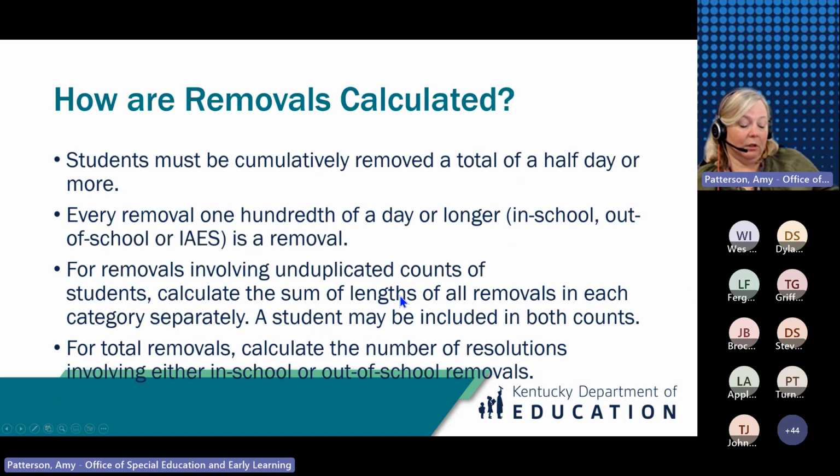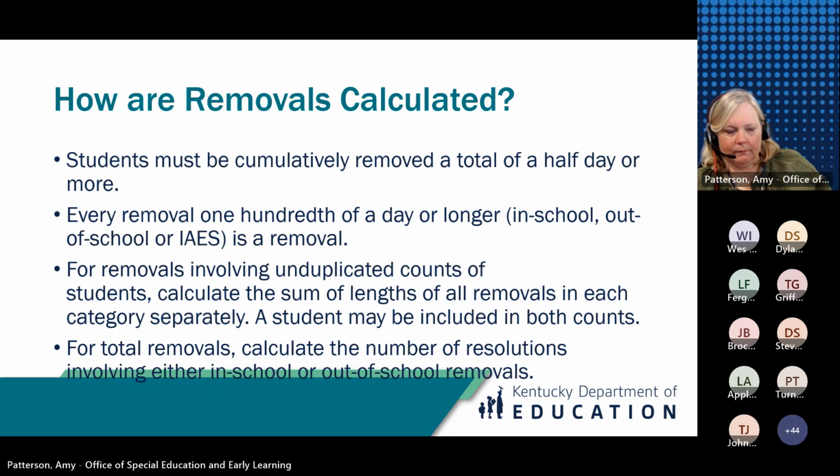Now, if a student was removed 5 days in school and 7 days out of school, they're going to be counted in both categories. So they wouldn't combine to be 12 days for those purposes. They would be separate. But for the total removals, if the student was cumulatively, that's a very hard word to say, cumulatively removed half a day or more, then we count every single removal that the student was removed for. And that is a combination of in-school and out of school.